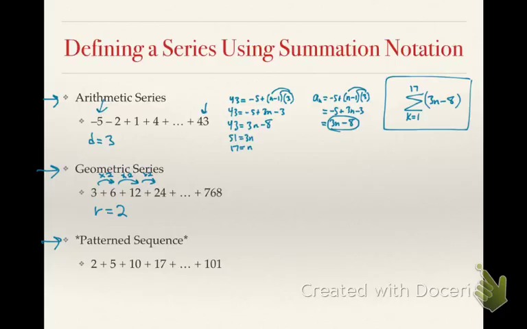I still need to know the number of terms in the sequence. So I'm going to use the explicit form to find out the number of terms. I know that the nth term is 768. And it's going to be the first term, which is 3, times the common ratio, which is 2, raised to the n minus 1th power.